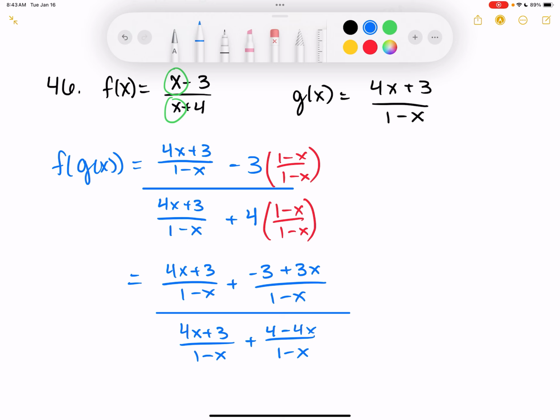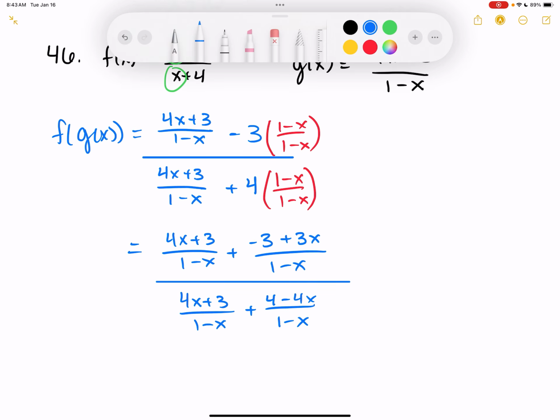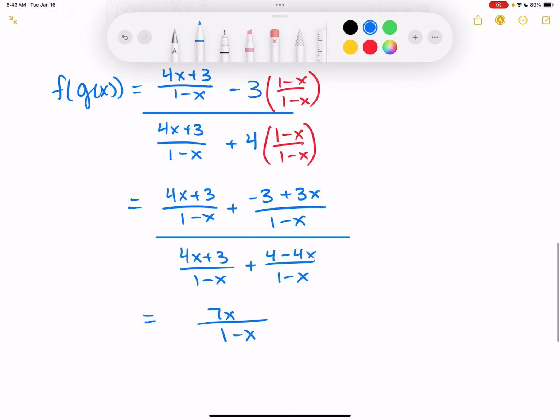Okay. These now have the same denominator, meaning I can add the stuff in the numerators of each one. On top, it's over 1 minus x. So I've got 4x plus 3x, that's going to be 7x. Then I've got 3 minus 3, so that goes away. So on top, I'm left with 7x over 1 minus x. All over. Now I do the same thing on the bottom. It's all over 1 minus x. So 4x minus 4x, those go away. 3 plus 4 is 7.